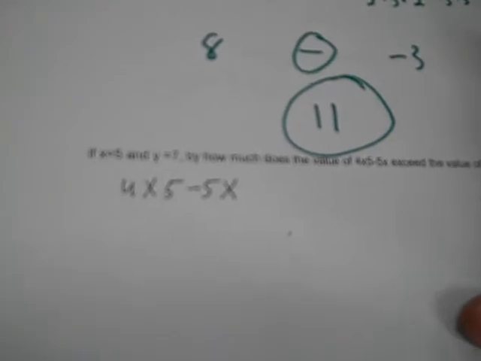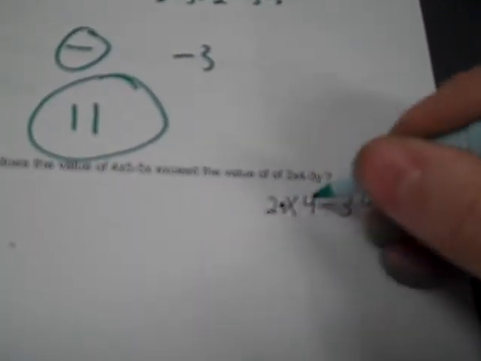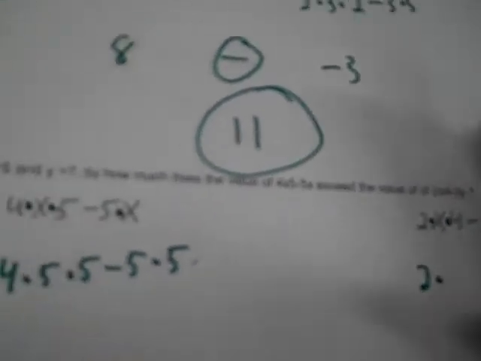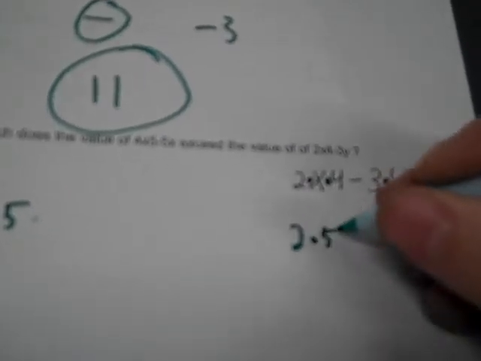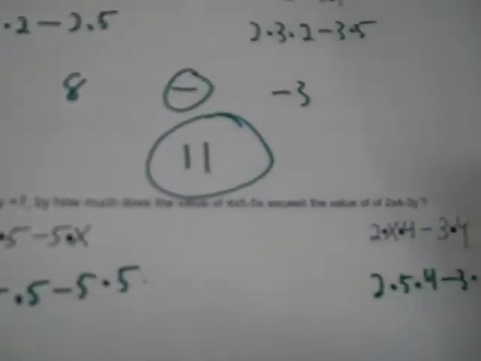Okay, next one, 4 times x times 5 minus 5 times x, and then 2 times x times 4 minus 3 times y. Okay, if I don't see the operator, it means multiply. So 4, and then x is 5, times 5 minus 5, and then x would be 5. It's a lot of 5s there. And then 2 times x, x is 5, and then 4 minus 3, and then y equals 7.